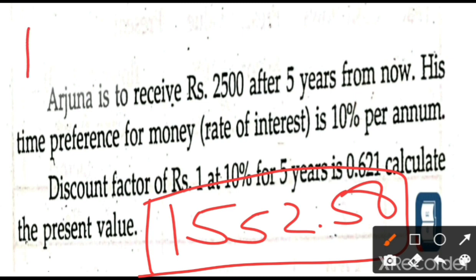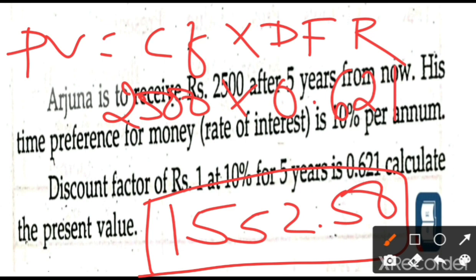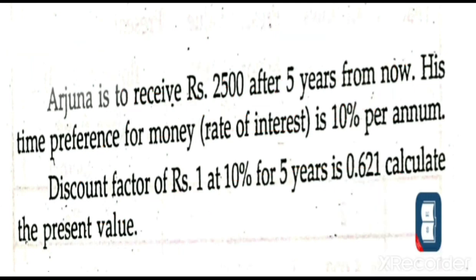The formula is very simple. Present value is equal to cash flows into discounting factor rate. Cash flows is 2,500, okay, into the discounting factor 0.621. So then the final answer will be 15,520. Okay, I think it is clear for people.